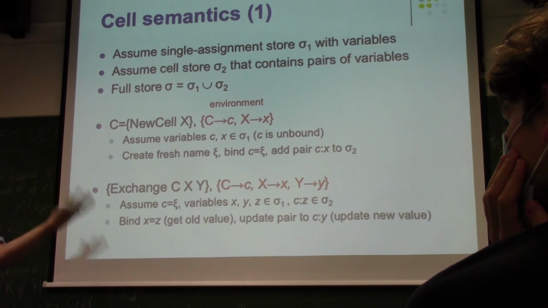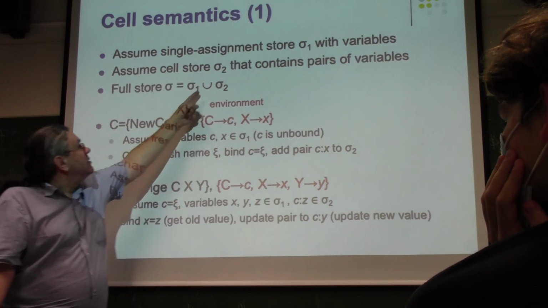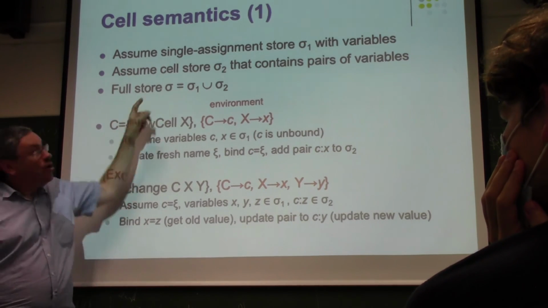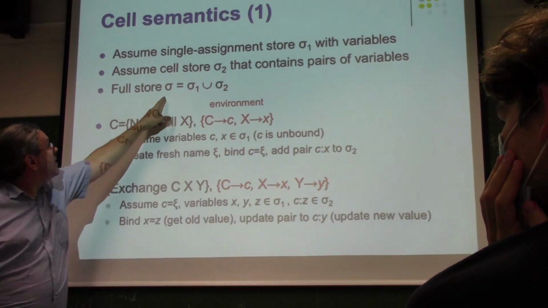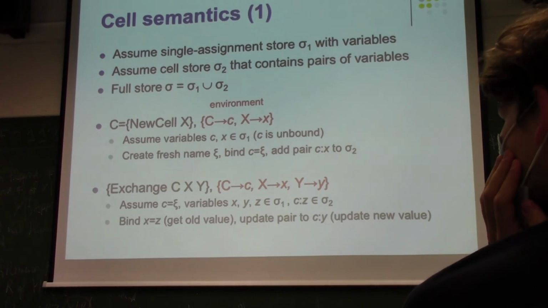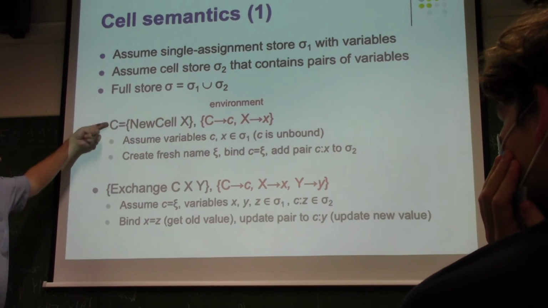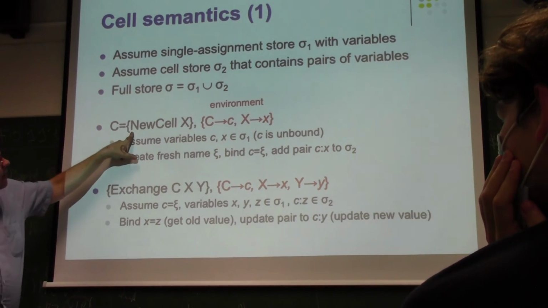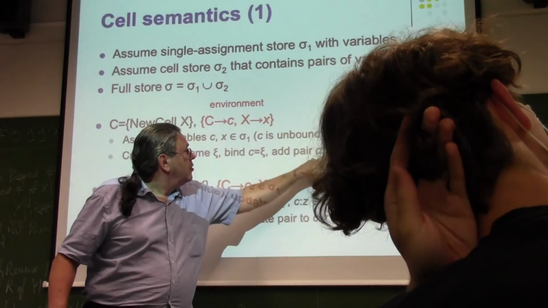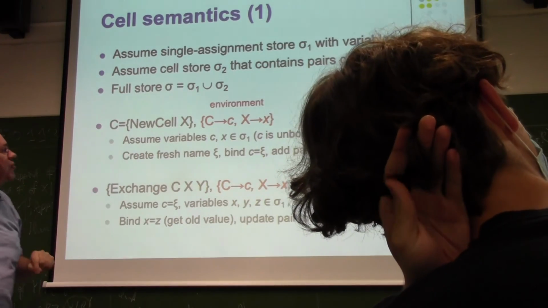So we add a second store to this, sigma 2, which I call the cell store, which contains pairs. So the full non-declarative store, sigma, is actually the union of these two. And then you can actually give the semantics. So a new cell is actually creating a pair. In the next slide I give a picture.